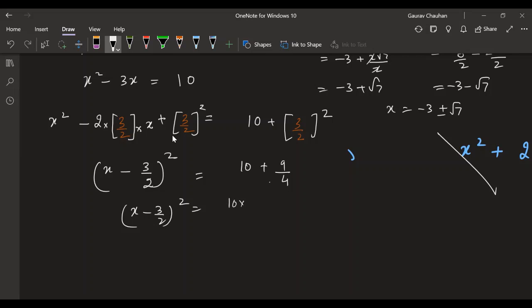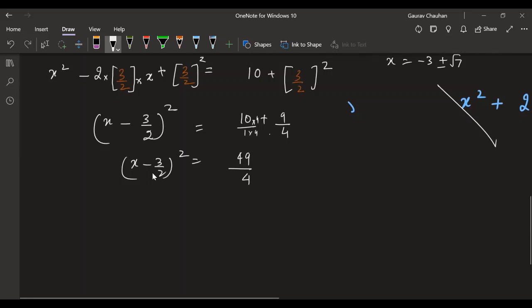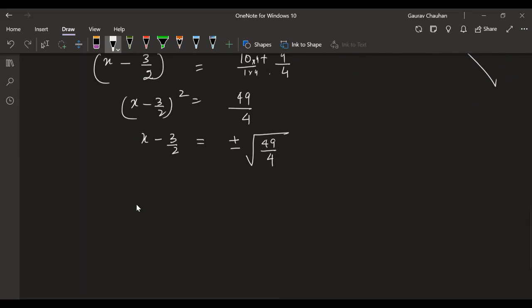Yeah. If anyone has a problem with that, I'll just show you here. I'm doing 1 into 4 at the numerator, 1 into 4 in the denominator. I get 40 plus 9/4. That's basically 49/4. Okay, I'm skipping that step. Now pay attention here. Now I'm taking root on both sides. x minus 3/2 is equal to plus or minus root over 49/4. Can I take the root here? 49 is 7 square, 4 is 2 square. I can take the root.